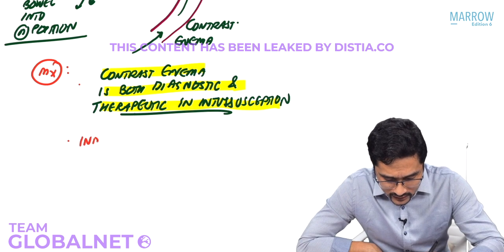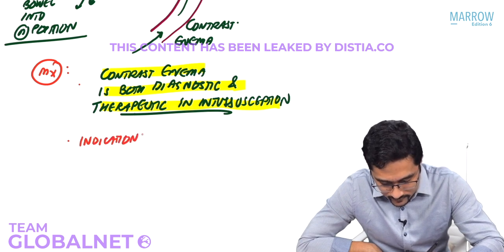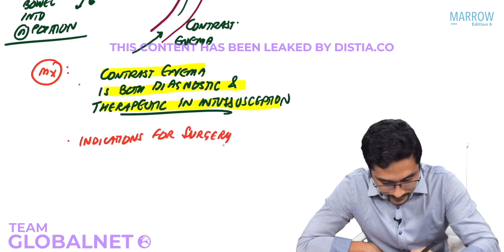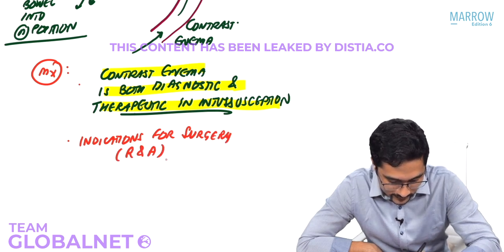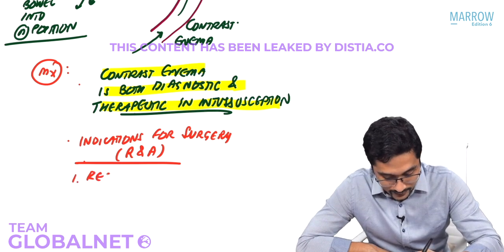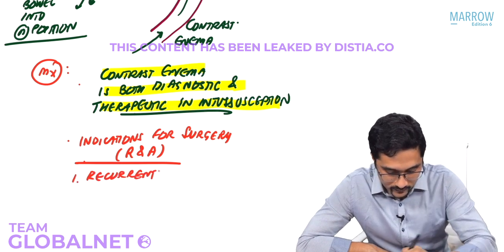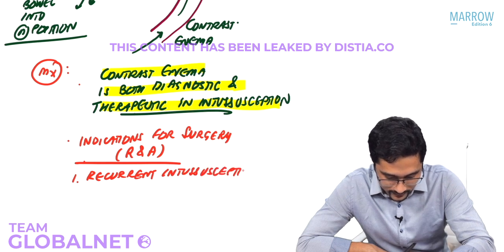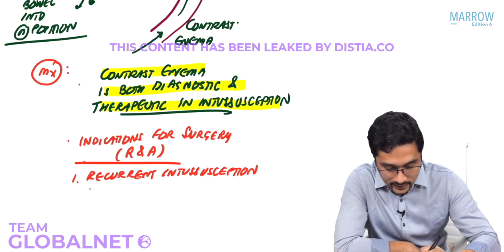Then what are the indications to carry out surgery? Indications for surgery, and if we do surgery, it is going to be resection and anastomosis. The indications for surgery are: if there is recurrent intussusception, if once it has been reduced but again it is occurring, you need to do surgery.